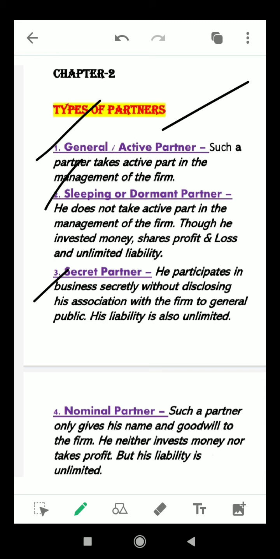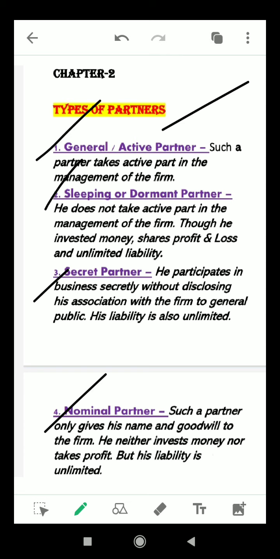His liability is unlimited and he is liable for the loss of the business, and he can take part in the working of the business. So he is called as secret partner. Then fourth is nominal partner. Such a partner only gives his name and goodwill to the firm. He neither invests money nor takes part, but his liability is unlimited.